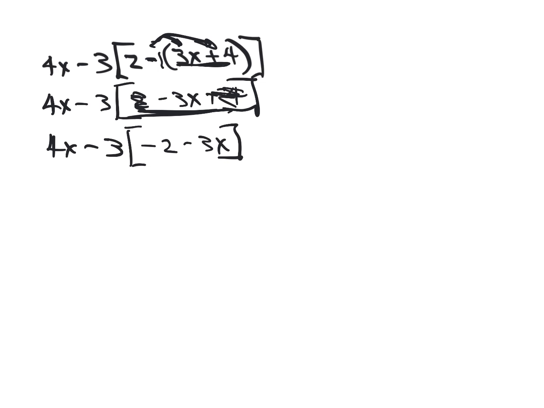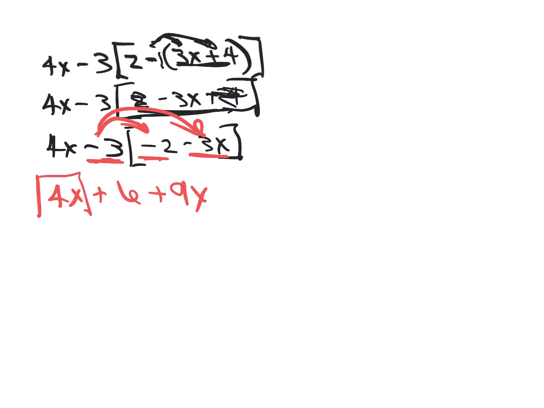Now we can distribute my negative 3 this way and this way. So we have 4x, negative 3 times negative 2 is positive 6. Negative 3 times negative 3x is positive 9x. I add this one and this one since they're like terms, and I end up with that for an answer.